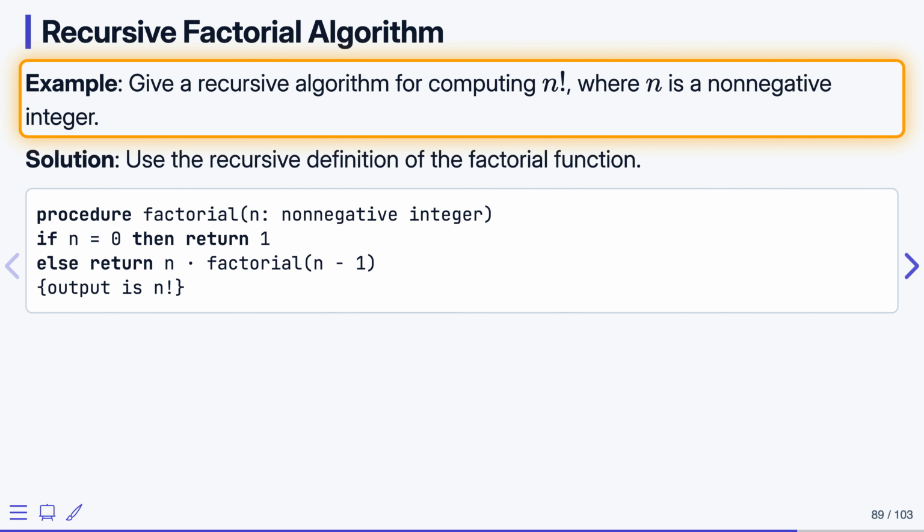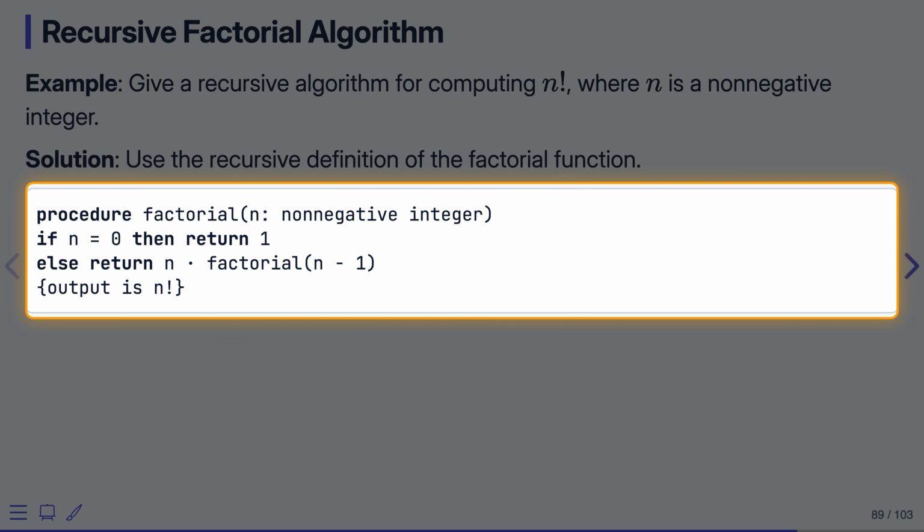Let's compute n factorial with recursion, where n is a whole number, 0 or more. We use the recursive definition of the factorial. If n equals 0, we return 1. That is the base case.